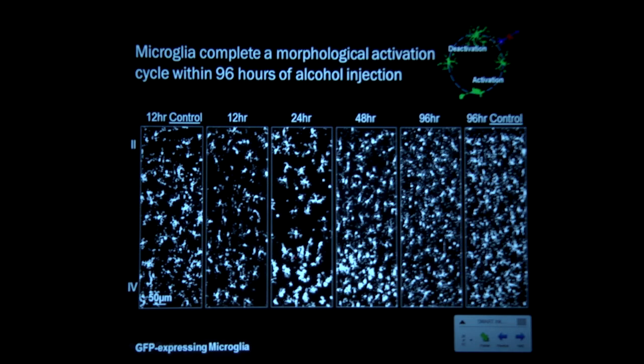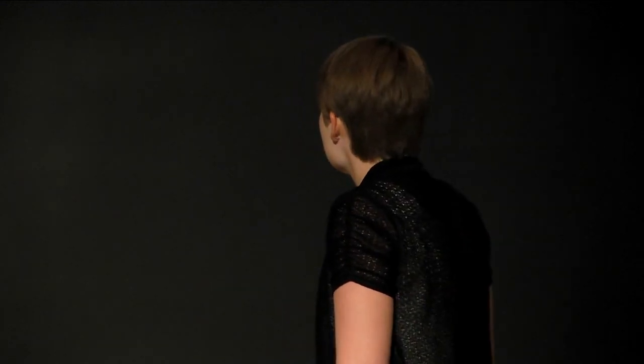And finally, if we move forward to 24 hours, and especially look in layer 4 here, what we notice is that the microglia are very rounded. Okay, this is indicative of activation. Now, if we move forward in time, what we notice is that microglia seem to redistribute, re-extend their branches until 96 hours after alcohol exposure, when we see our animals looking almost identical to what we see in the controls. So it appears over a span of 96 hours, our microglia activate and then deactivate.